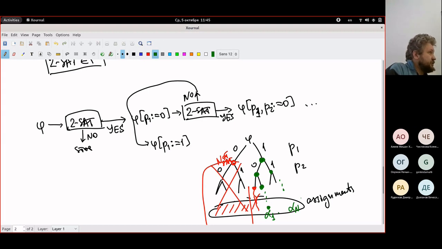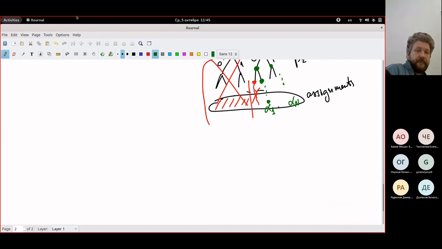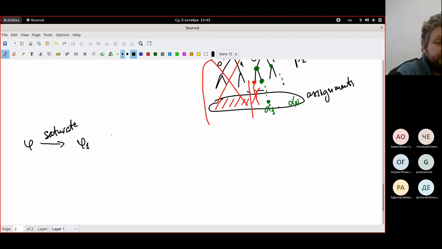How did you do your resolution system? In resolution, what did we do? We first saturated, right? So we had phi. Phi is a 2CNF, so you can take phi, then you saturate it by resolution. You get phi 1. And you already know the isolated literals. But suppose there is P, which is not isolated.